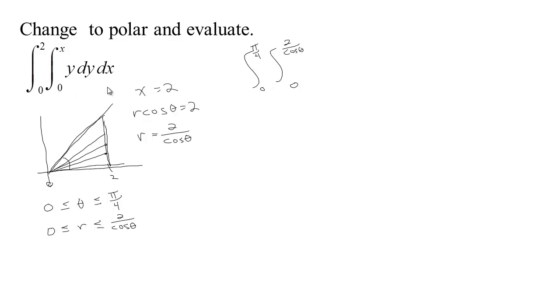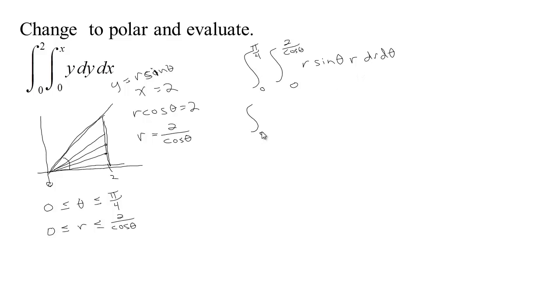Y, we need to convert that to polar, but remember in polar, y is the same thing as r sine theta. So we have r sine theta. Now we have dy dx, but over here we're going to be doing it dr d theta. And a region here, something in the r theta plane, gets stretched by a factor of r. That's the Jacobian here. That's going to give us the correct value.